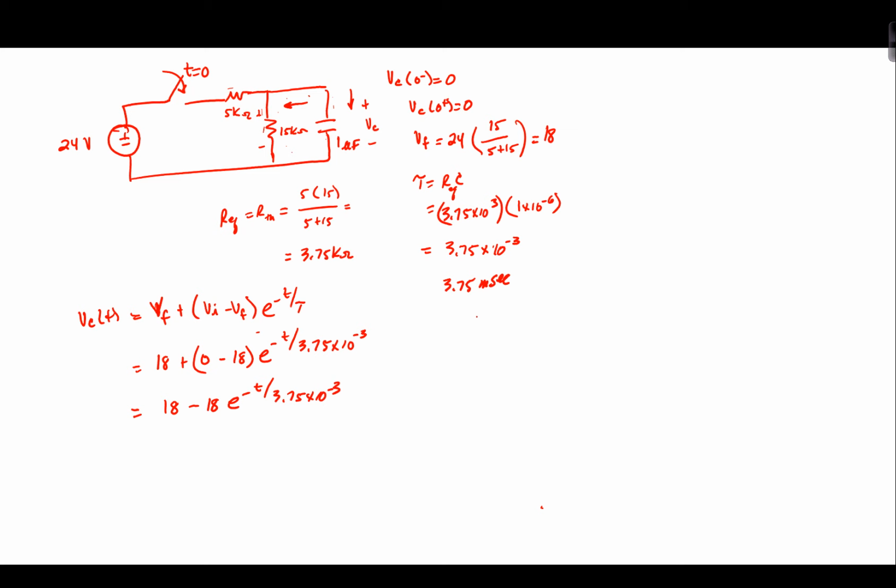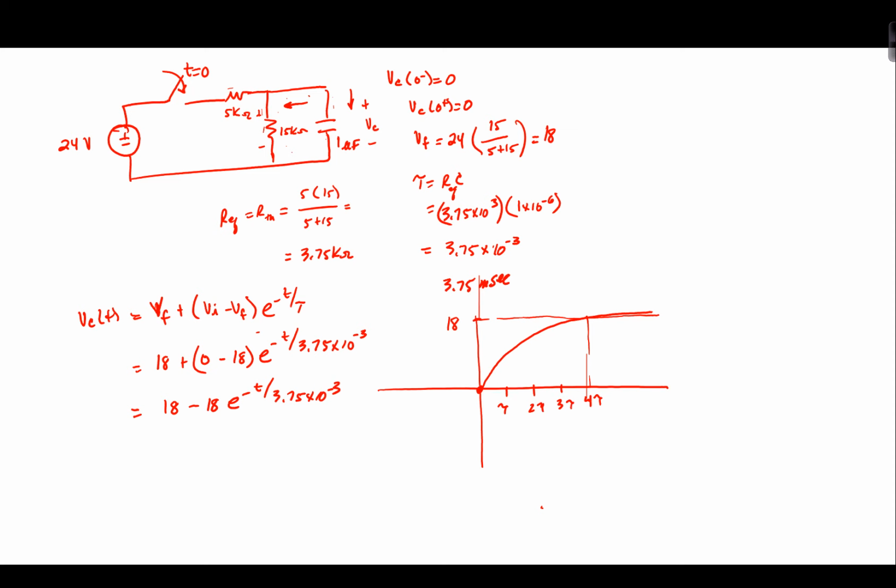Let's graph it. It starts at 0. It's approaching 18 volts asymptotically. And out here at 4 tau, I'm just going to write it as 4 tau, 2 tau, tau, 3 tau.